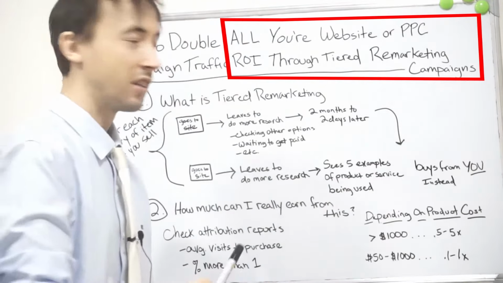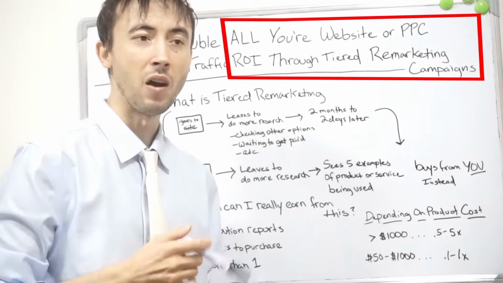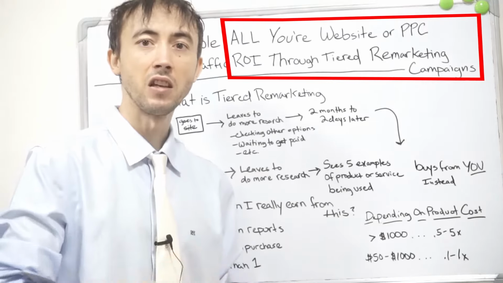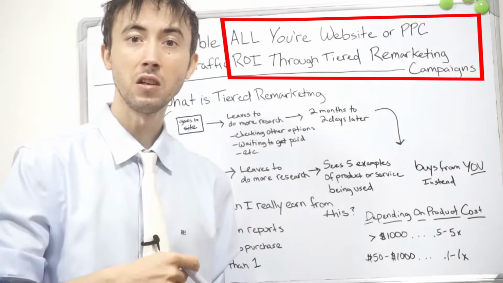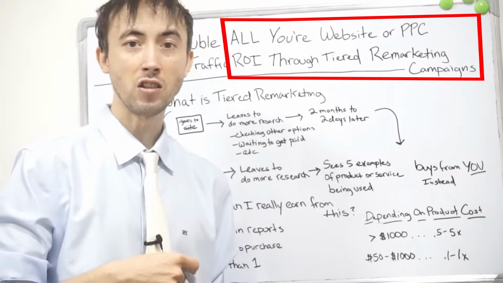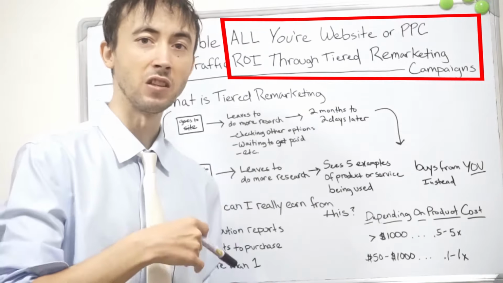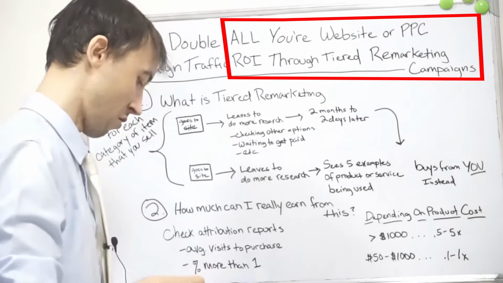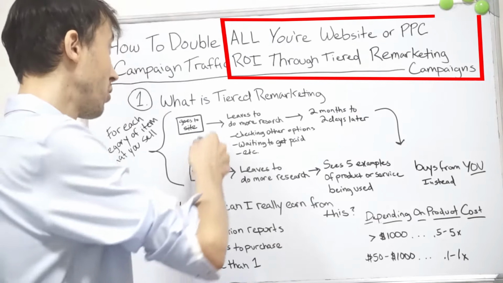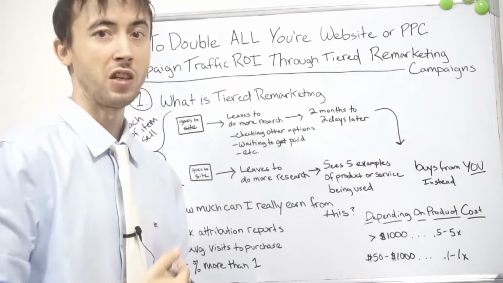So anyway, like usual, I have just a short list of things to mention to you about what this is, how to do it, and the main key things that you need to know so that you can actually go out after this video and do it on your own, if you are ambitious and you want the 2x difference in your campaign ROI that you're getting right now. So the first thing here is, just basically, what is tiered remarketing?